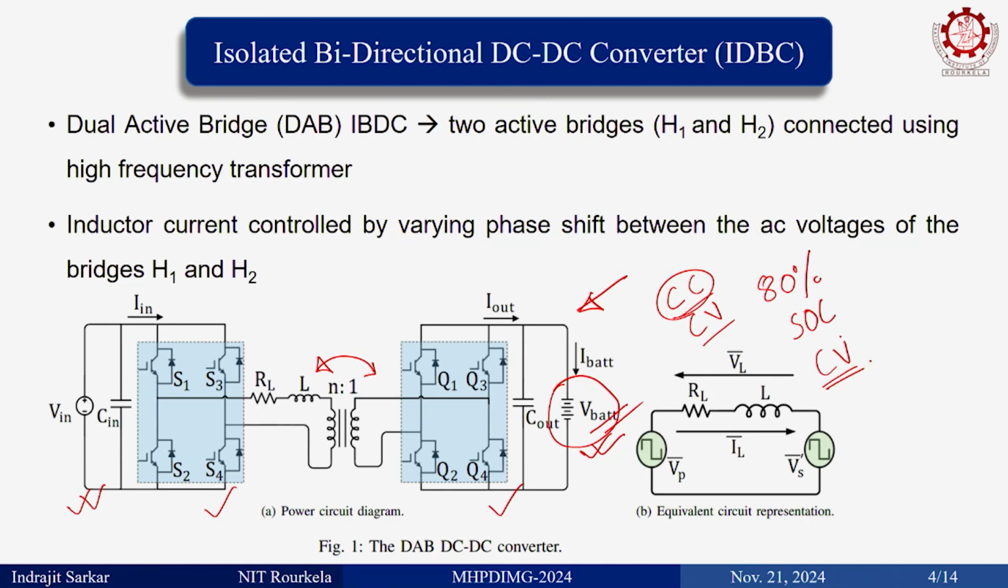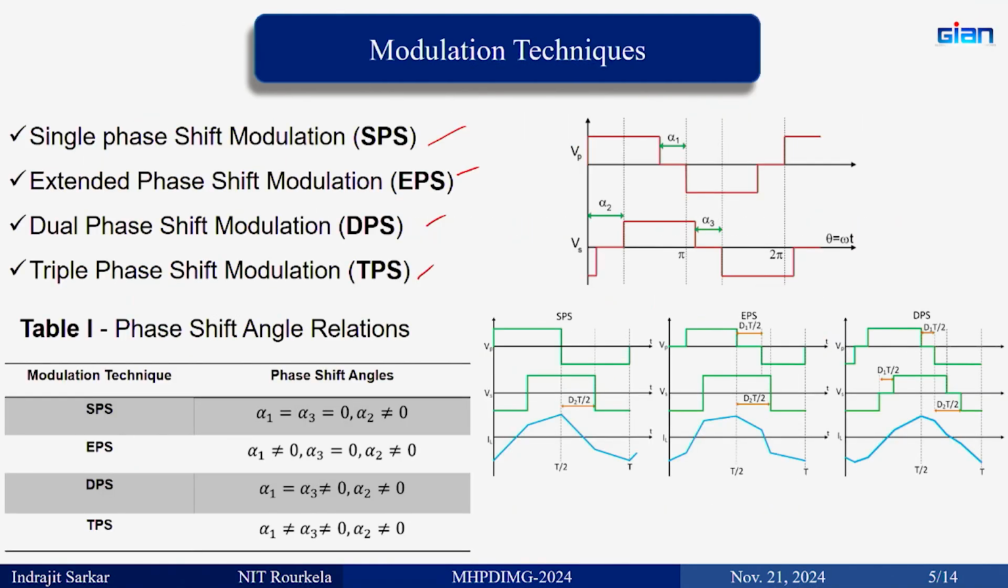How you can achieve this constant voltage, you need to see whether it is achievable using SPS, EPS or DPS. This thing I already explained, SPS, EPS and DPS. In SPS, the internal phase shift angles are 0. In the simulation model that we are going to share, you can adjust alpha 1, alpha 2 and alpha 3, all these angles, and accordingly you can get the results.